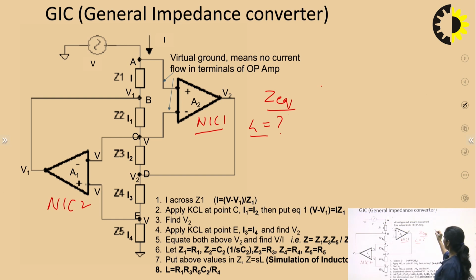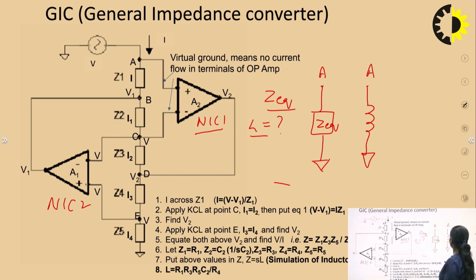Let this be point A. Its equivalent circuit is, we have to find out Z equivalent here. And next, we have to find out the inductor here. So, this is the equivalent circuit for this GIC, and we have to implement this and find out Z equivalent.